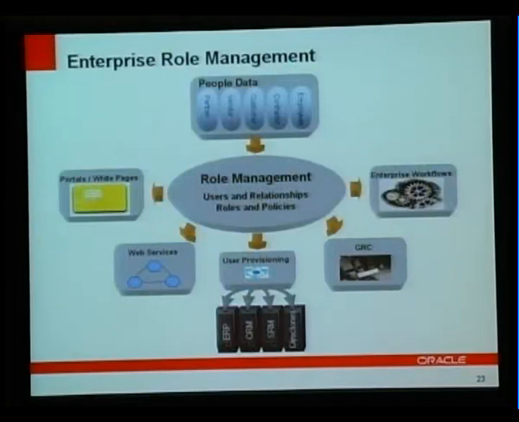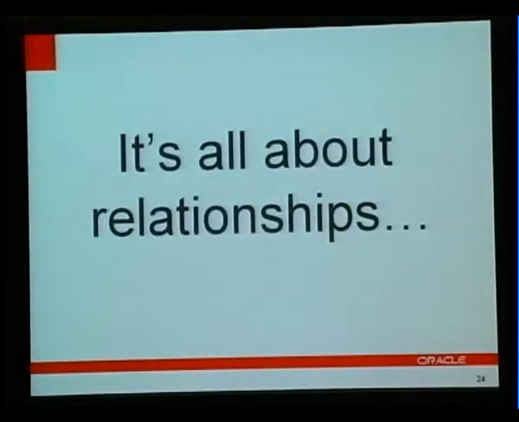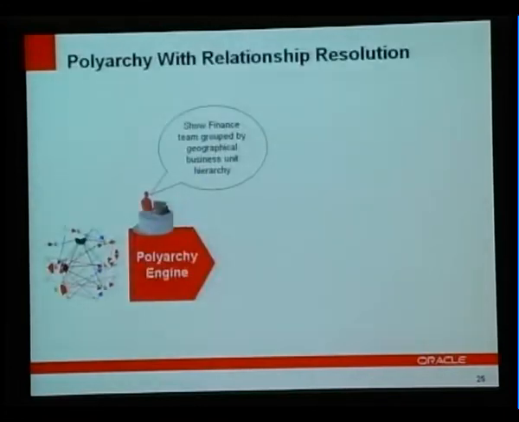So enterprise role management will have users, relationships, roles, and policies, which you could tap into from people data, from your governance solutions, web services, portals, and so forth. Really, it's all about relationships and how one person in a particular org is related to another, and how can we reuse roles. So you start thinking about what is essentially role mining and capabilities of this sort. In a polyarchy engine, you might want to have, for example, a particular finance team grouped by a geographical business unit. How would you achieve that if you had siloed representation of roles throughout your landscape or your organization?